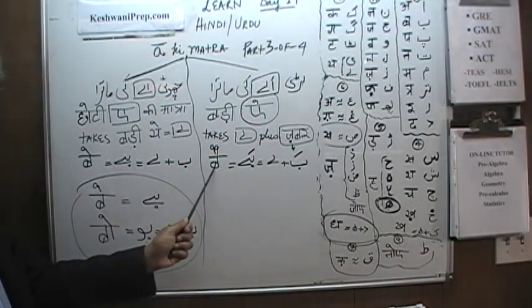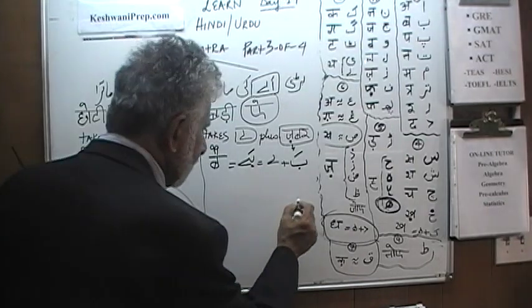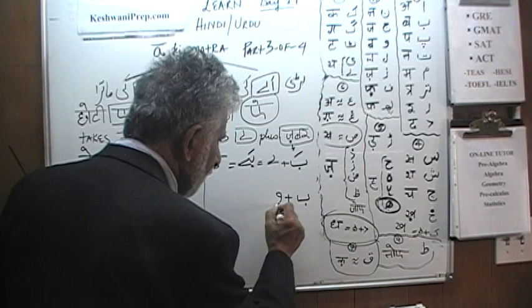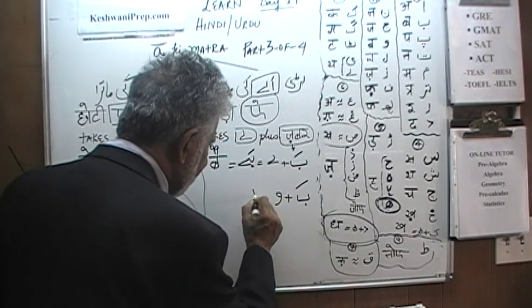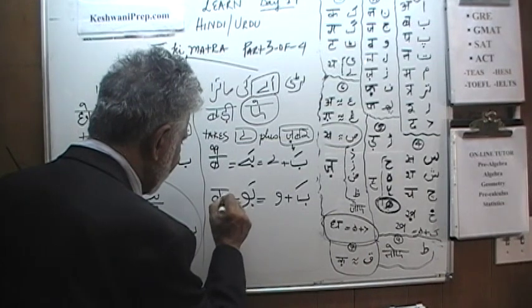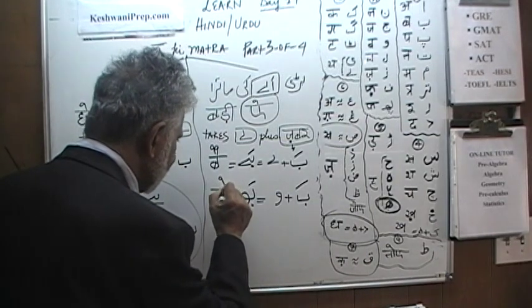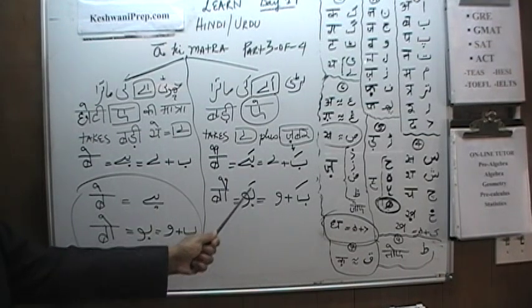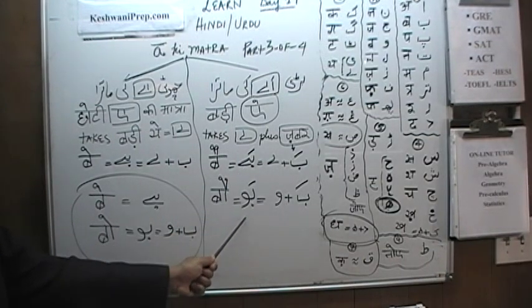And again, don't confuse that with Oki Matra. Here's your B, you take a wow, you put a Zabar on it, and it becomes bo. And that would have a stick next to it here, and these two symbols will go on top of that. That's a Badi Oki Matra, this is Badi Eki Matra. As you can see the difference.